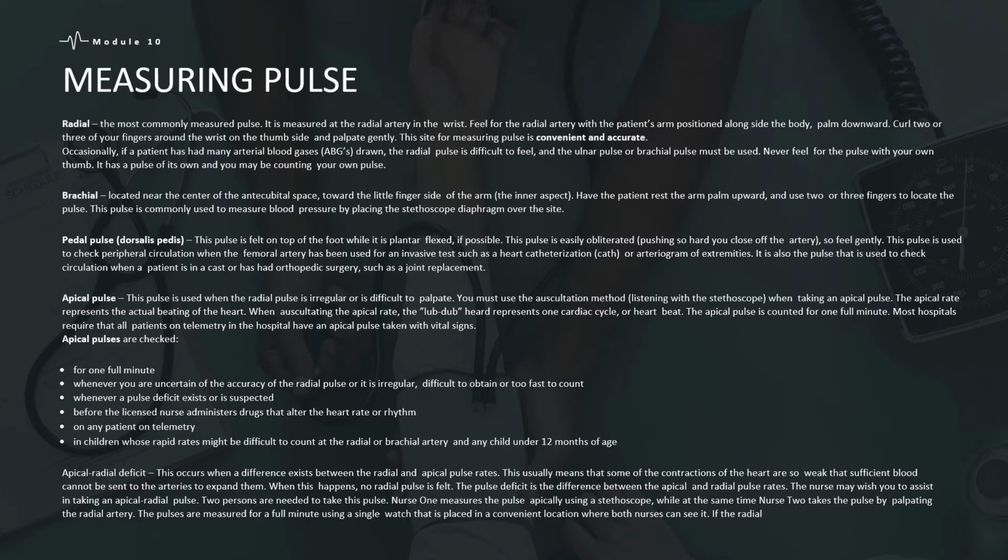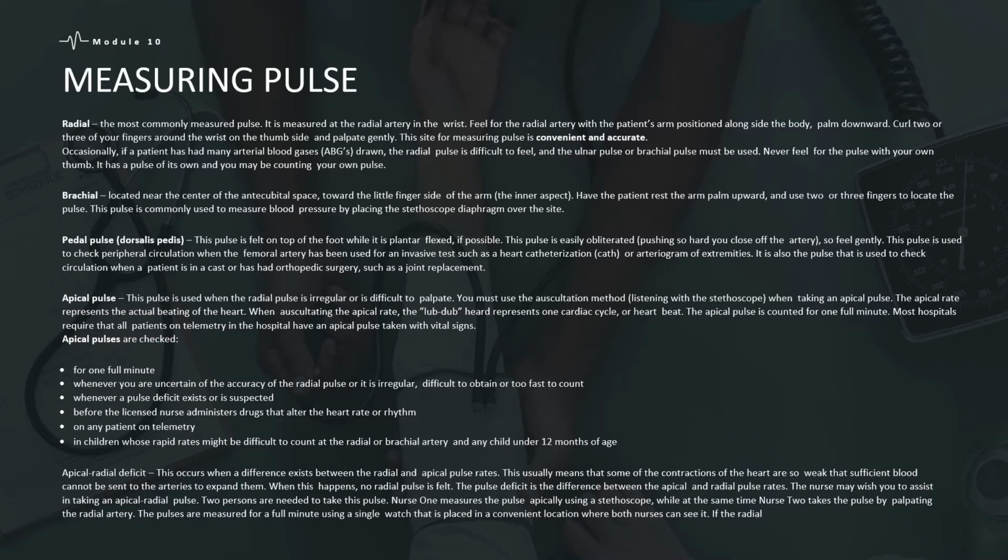Pedal pulse, dorsalis pedis. The pulse is felt on top of the foot while it is plantar flexed, if possible. This pulse is easily obliterated, pushing so hard you close off the artery, so feel gently. This pulse is used to check peripheral circulation when the femoral artery has been used for an invasive test, such as a heart catheterization, or cath, or arteriogram of the extremities. It is also the pulse that is used to check circulation when a patient is in a cast, or has had orthopedic surgery, such as a joint replacement.